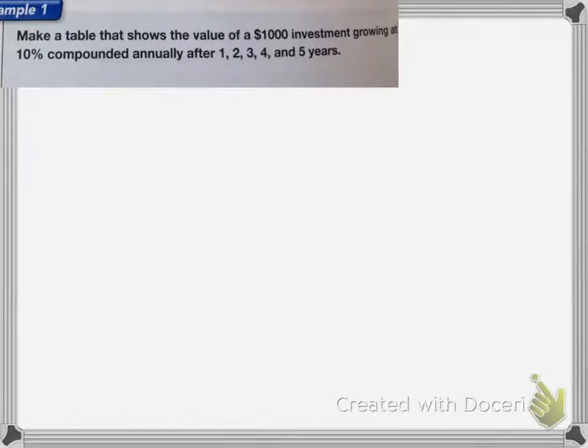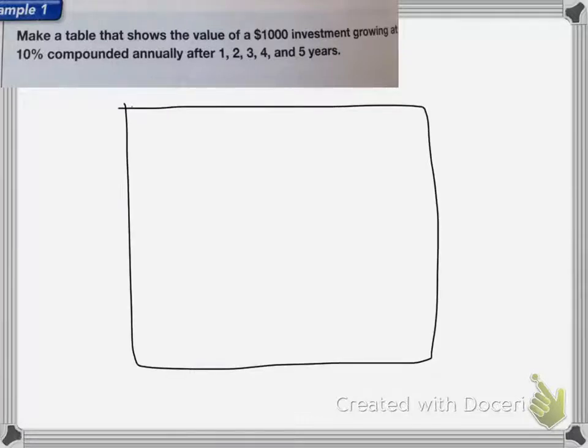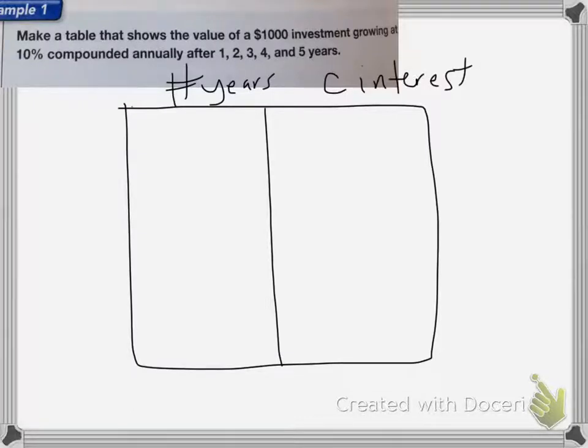So this one wants you to make a table that shows the value of a $1,000 investment growing at 10%, compounded annually after 1, 2, 3, 4, and 5 years. So the first year, $1,000 is going to grow 10%. This is going to be your number of years, and this one is going to be your compound interest. So 1, 2, 3, 4, 5 years.